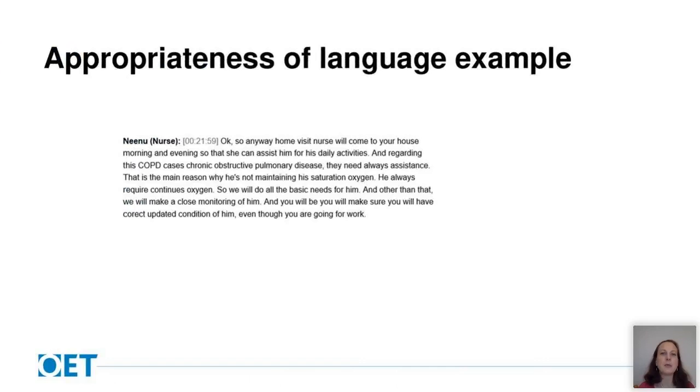So here's an example where in a couple of places the nurse uses some quite technical language. So saturation oxygen, which wouldn't be very clearly understood by the patient. Basic needs is also quite vague to a patient. It might mean something very specific to you as a nurse, but put yourself in the patient's shoes. What is meant by basic needs? Give some examples. So you need to think about whether the vocabulary you use is appropriate for the situation and the person that you're talking to.